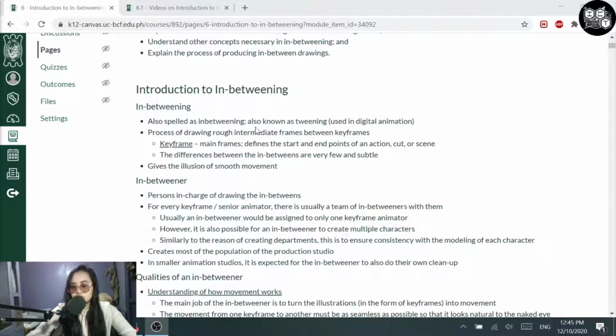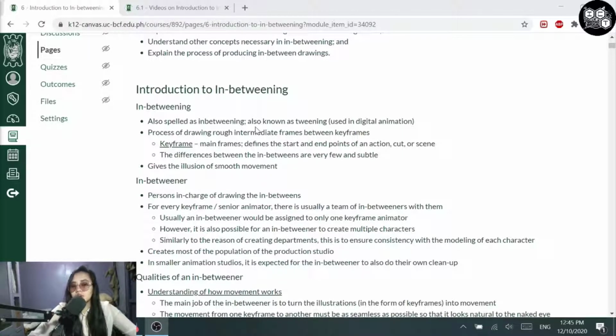Really important here is that for the in-betweening process, number one, it's usually rough drawing. There is a possibility for you as an in-betweener to have another cleanup artist. However, for more modern animations or animation studios that tend to have less than 50 people, a lot of the time the in-betweener will also be expected to do their own cleanup. That's why we have these two skills hand in hand together, cleanup and then in-betweening. The purpose of in-betweening, of course, is mostly to give the illusion of smooth movement.